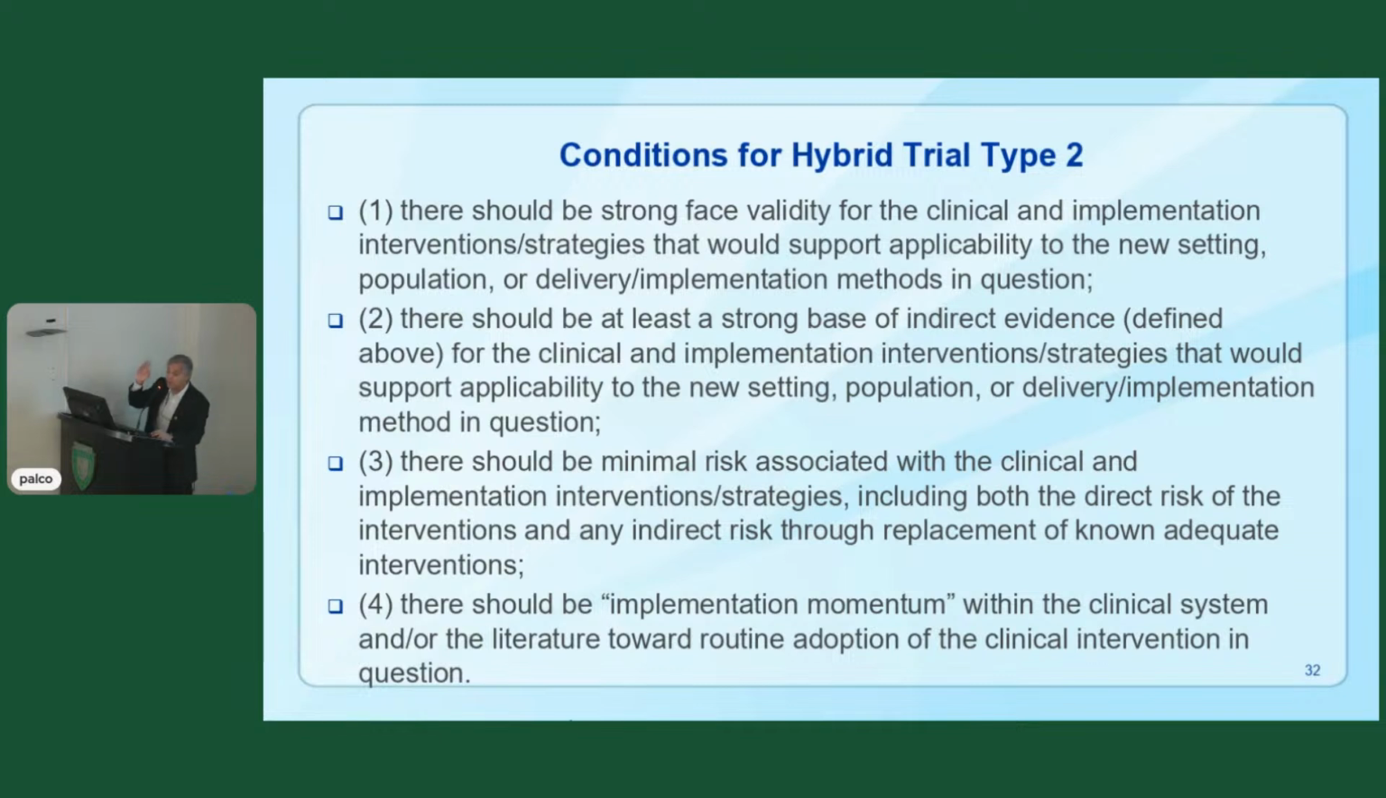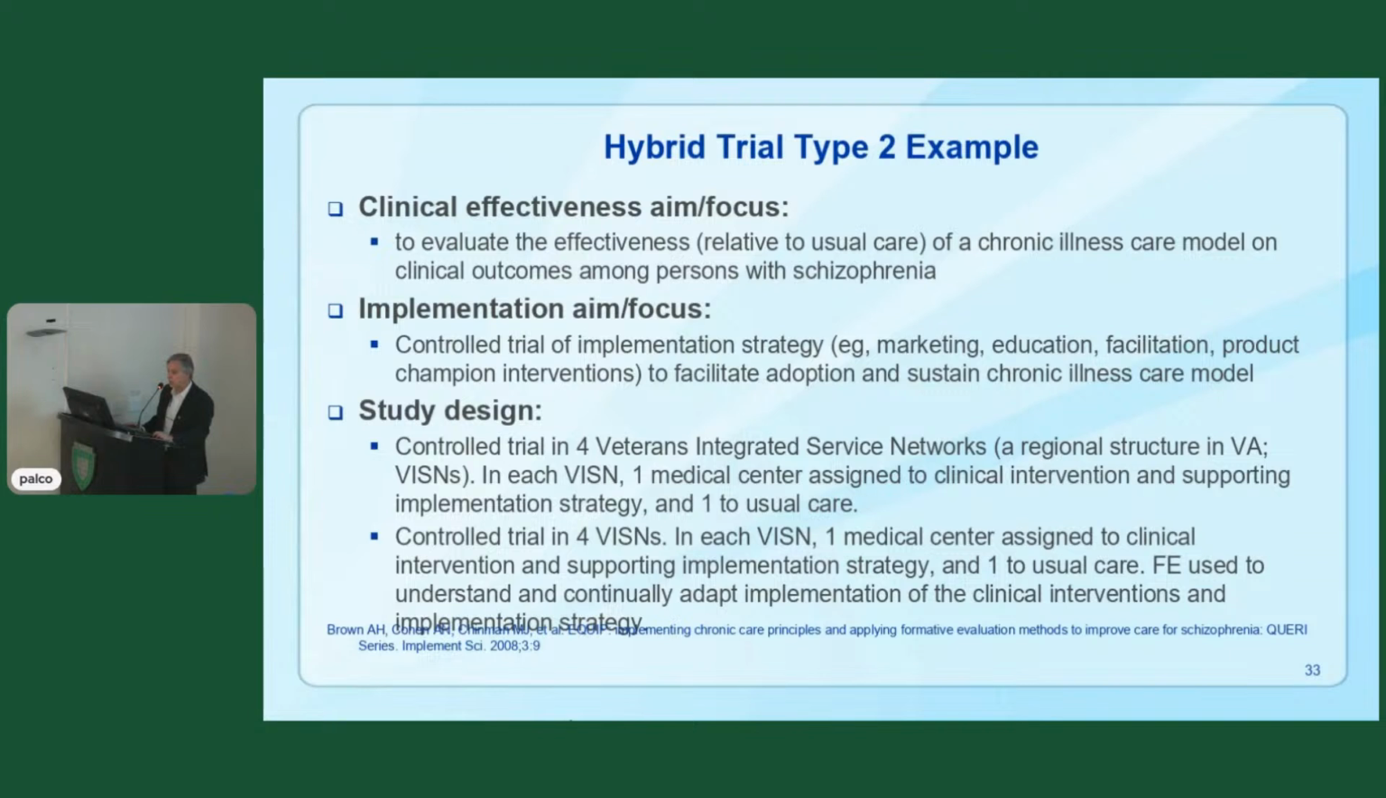So there should be implementation momentum with the clinical system or the literature toward routine adoption of the clinical intervention in question. So, read this. We need to move on. I'll go to the example. Here we want to evaluate effectiveness relative to the usual care of a chronic illness care model, the chronic care model, or chronic disease care model, on clinical outcomes.